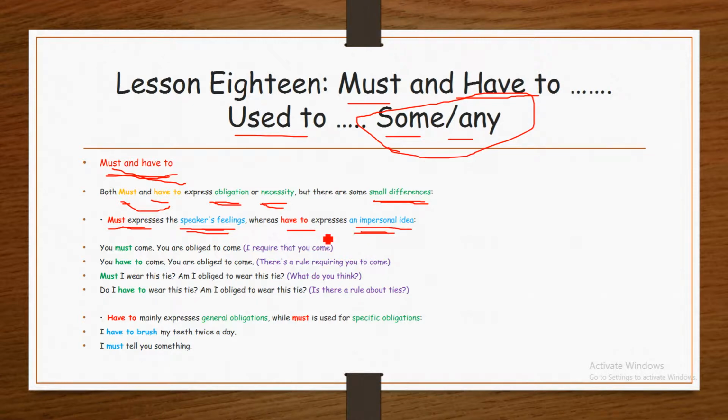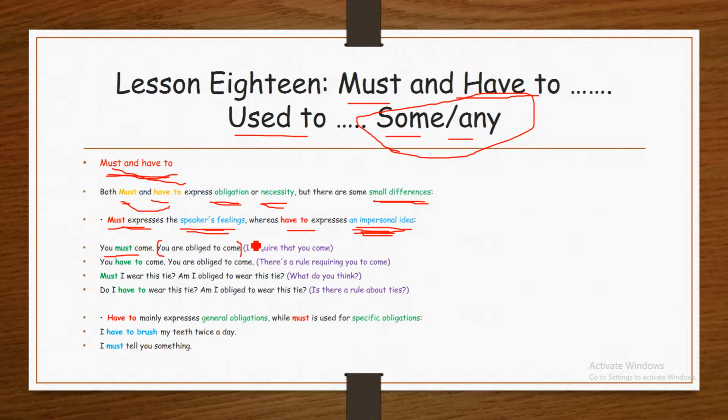It means have to doesn't express the speaker's feeling. It's not a personal idea. It is an impersonal idea. It might be a rule. For example, you must come home. You are obligated to come home. It means you are obligated to come home.